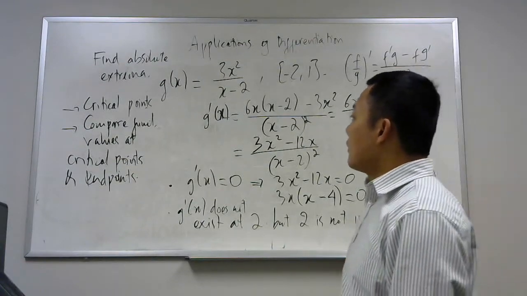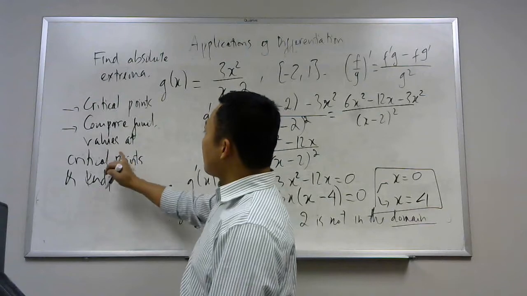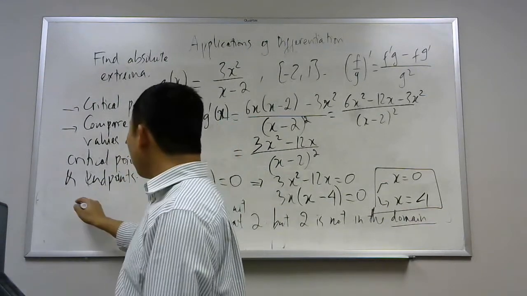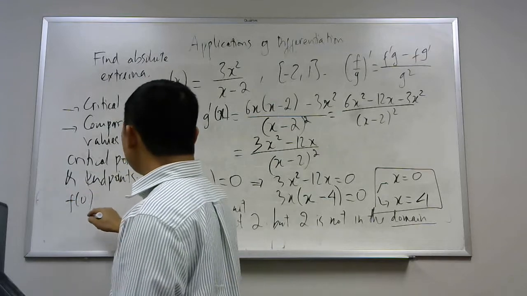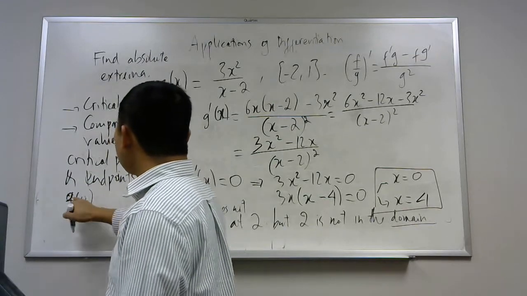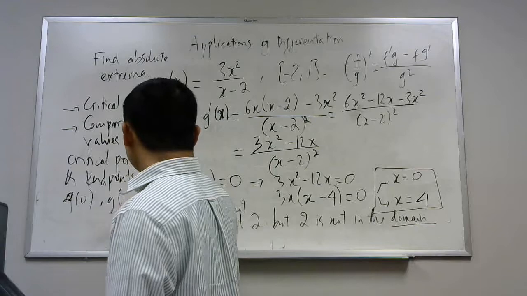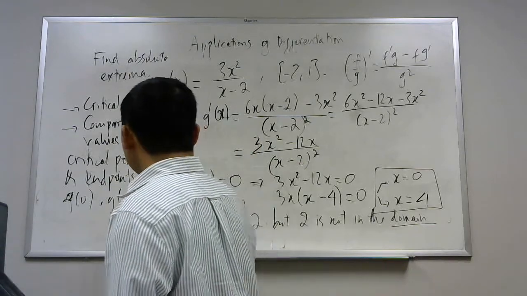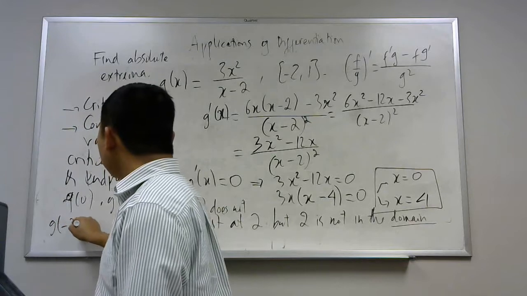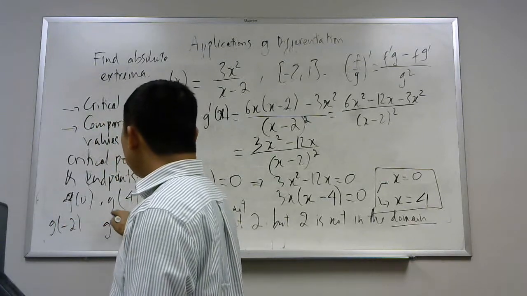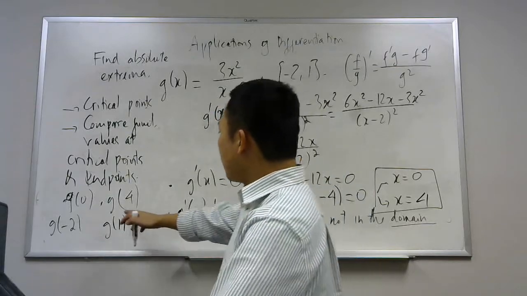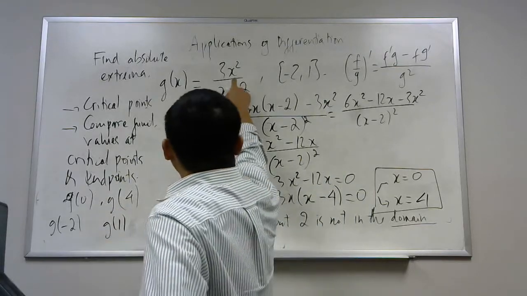So let's move to the next step: compare function values at critical points and endpoints. That means in this example, I need to compare g of 0, g of 4, g of negative 2, and g of 1. We have only four numbers. Let's plug 0, 4, negative 2, and 1 into the function.